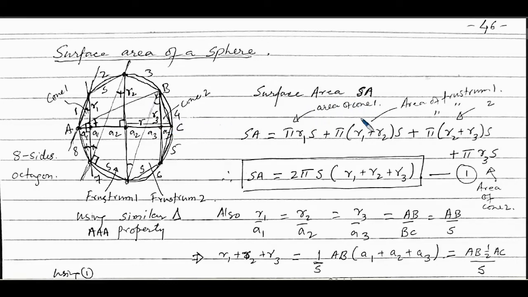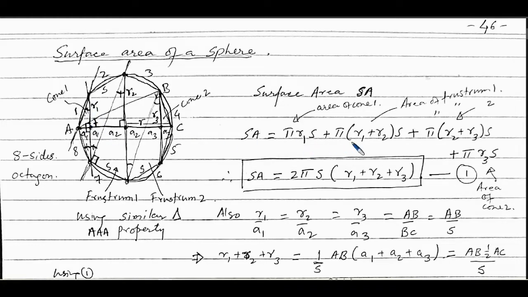So surface area of this structure is area of a cone, this. Then area of a frustum, this one, then area of frustum 2, this is second frustum, and this is the area of cone 2. This is cone 1, this is cone 2, and there are 2 frustum. What is the area of a cone? It is pi r1 times s. S is a slant length, which we have proved.